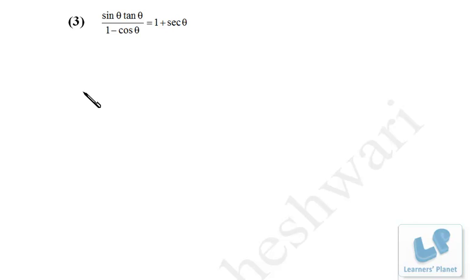Now we have this question. Sin theta into tan theta by (1 minus cos theta) is equal to 1 plus sec theta. Now we have to prove this identity. Further, we'll start with the left hand side.